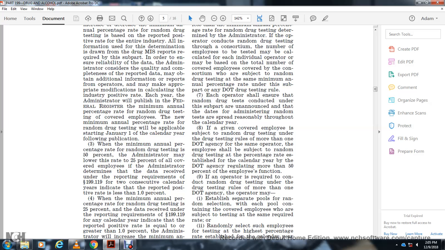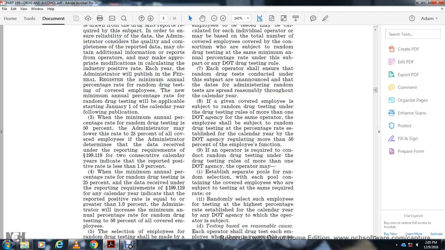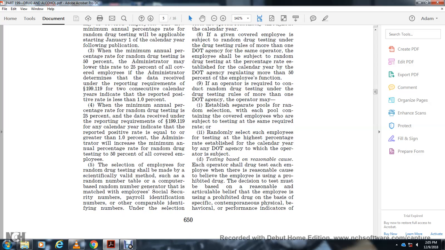If an operator is required to conduct random drug testing under the drug testing rules of more than one agency, the operator may establish a separate pool for random selection, with each pool containing the covered employees who are subject to that testing. The same required random selection for such employees applies at the higher percentage rate established for the calendar year by the agency to whose rules the operator is subject.